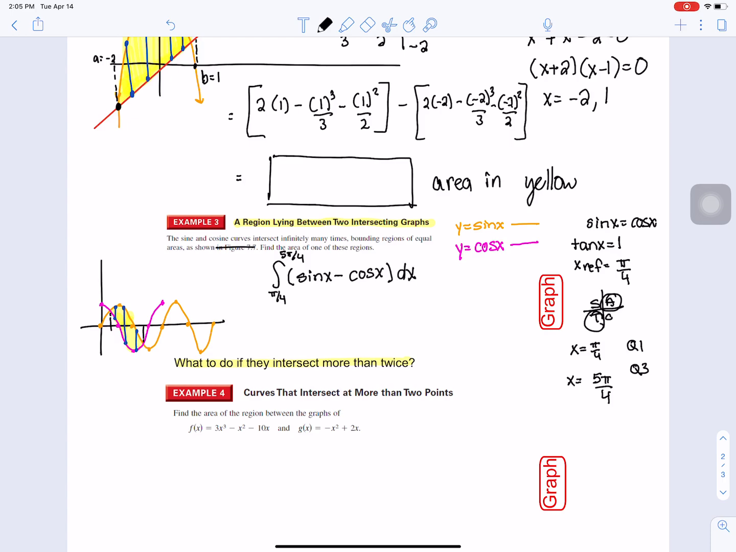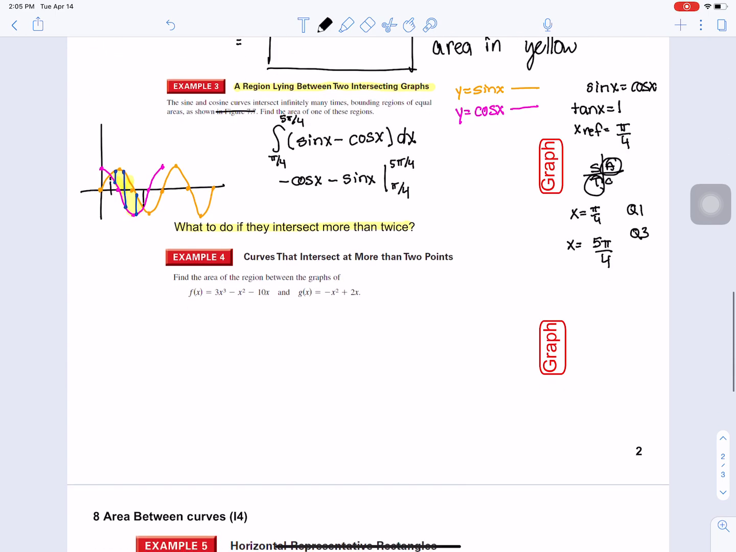So let's go ahead and integrate that. The integral of sine x is negative cos x. The integral of cos x is sine x, but there's already that negative sign there. And I'm evaluating from pi over 4 to 5 pi over 4. And then you just be careful and sub in the values.